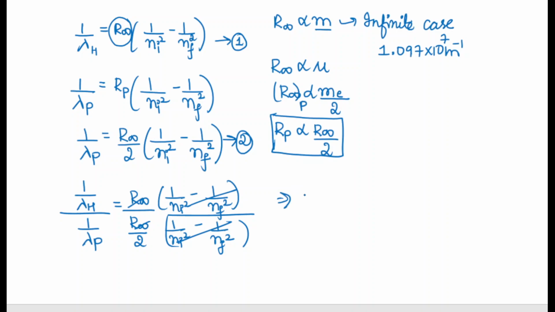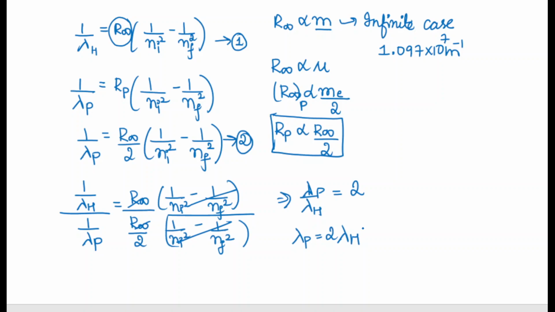Now on rearranging, we will get 1 divided by lambda h. If I take lambda p to the above, here the 2 goes above. So lambda p is equal to 2 times lambda h, which is the right answer, as you can see here. Okay. Now let us proceed to the next question.